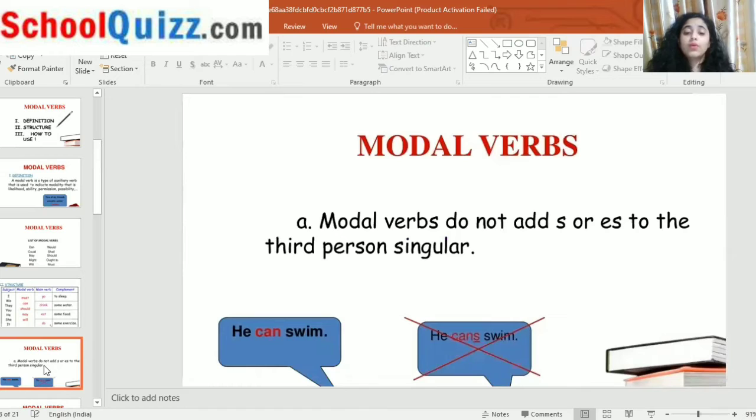A modal verb does not add s or es to the third person singular. He can swim. Cans cannot be added. He would, woulds cannot be added. He could, coulds cannot be added. So what happened? The modal verbs do not include s or es in the third person singular. S or es cannot be included.